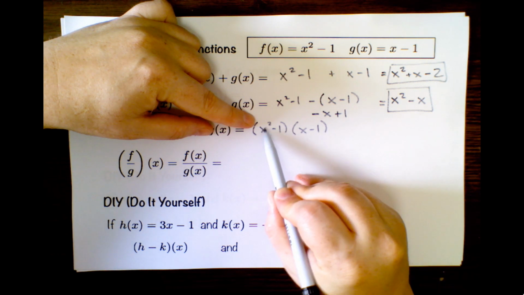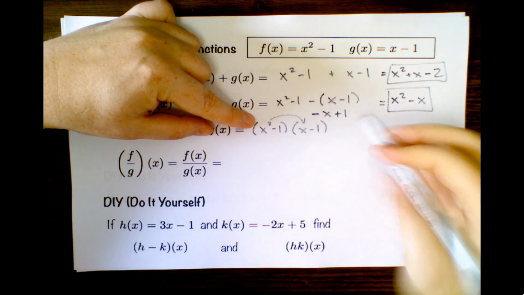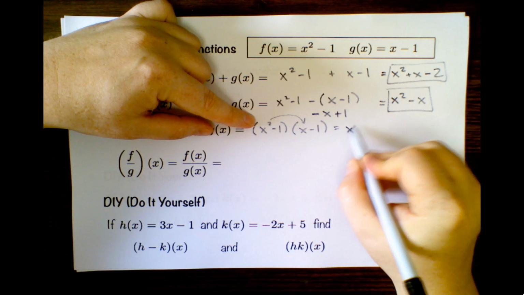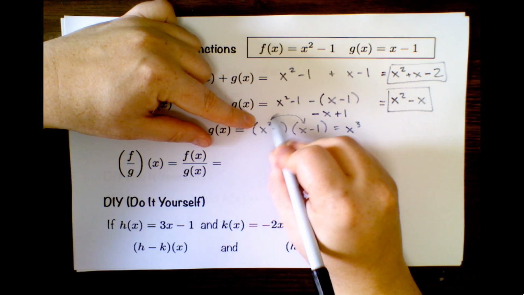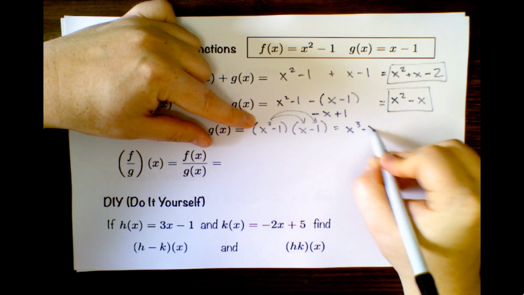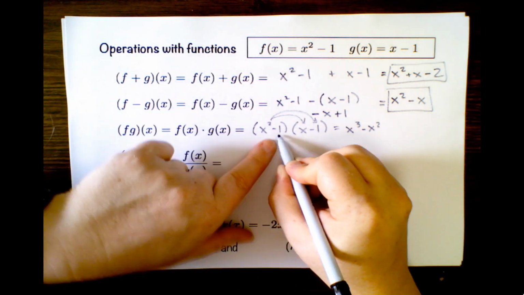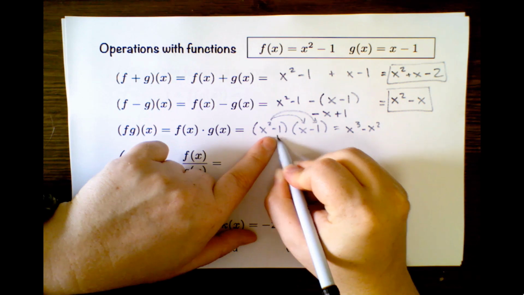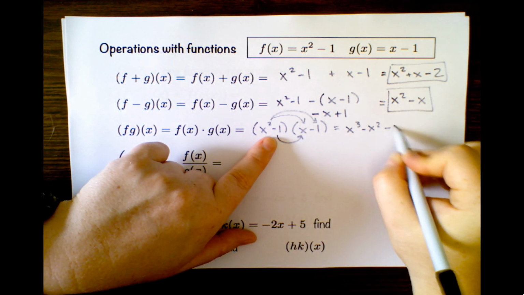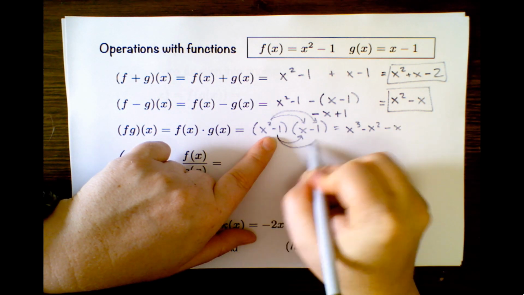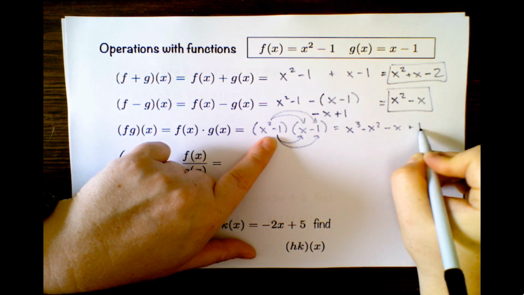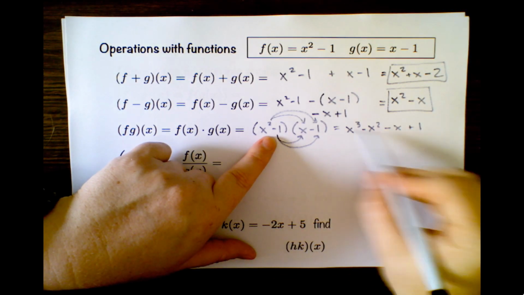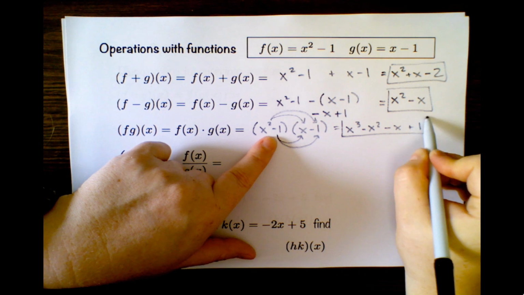So x squared times x is x cubed. x squared times negative 1 is negative x squared. Now x squared's visited all of those. Now it's negative 1's turn. Negative 1 times x is negative x. And negative 1 times negative 1 is positive 1. We don't have any like terms, so I'm just going to go ahead and be done with that one.